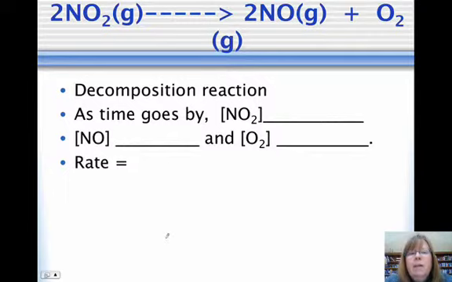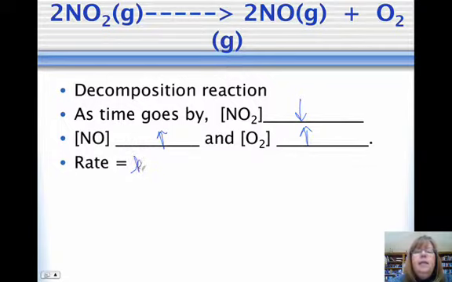And as time goes by, what happens is the reactants' concentrations go down, so they decrease. And you start making your products. So the nitrogen monoxide and the oxygen concentrations go up. Now, to write a rate law, you only worry about the reactants. You don't worry about what's on the product side.